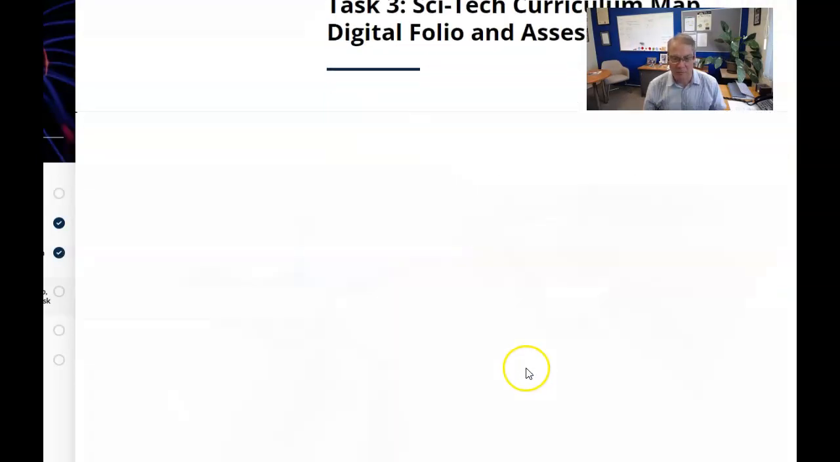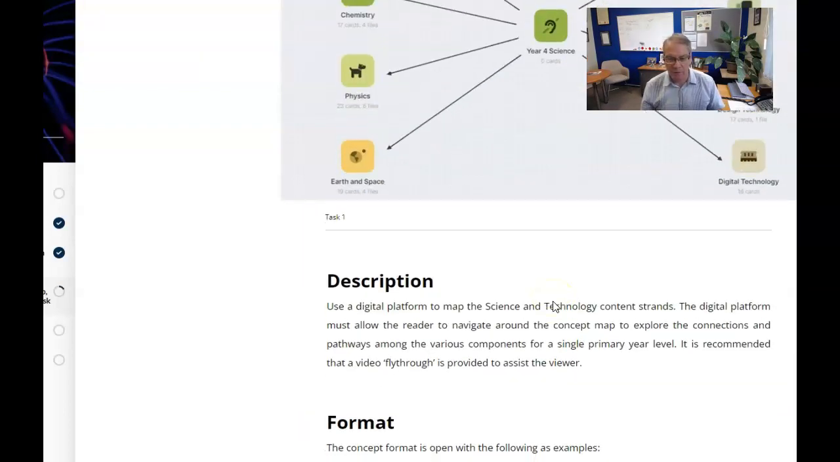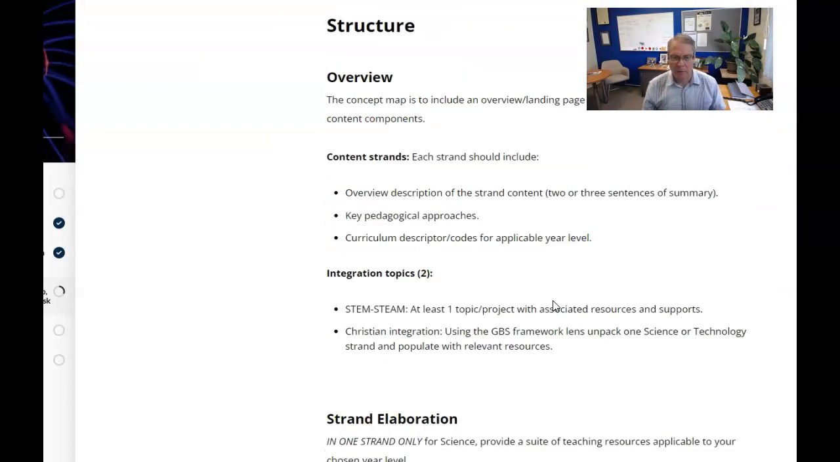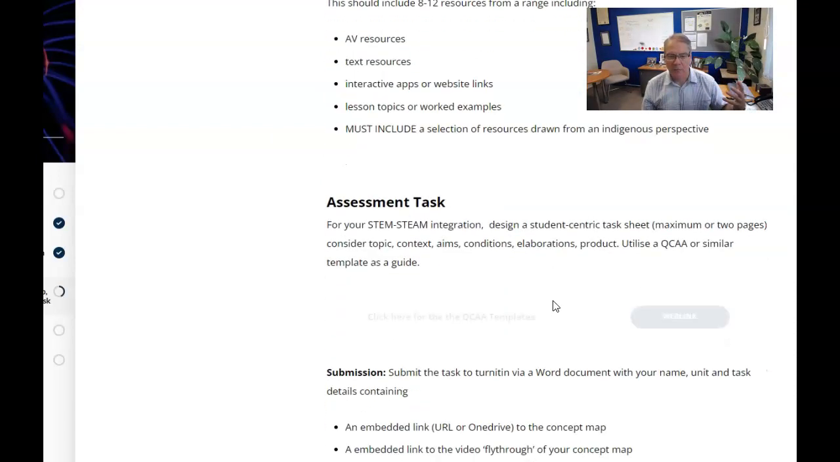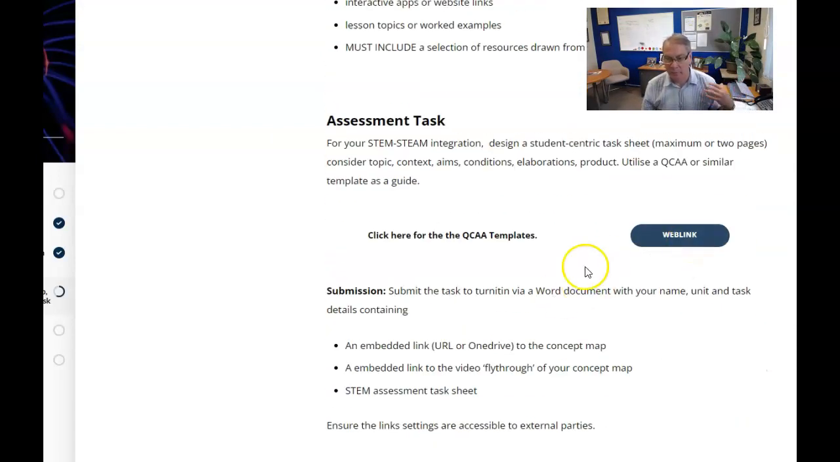Similarly for task 3, we have it elaborated here, and it will look like that as a front page for your digital folio, taking a year level and breaking it into its strands of technology and science, God's big story, and a STEM integration. It goes through those here, and there's also a link to the assessment task.